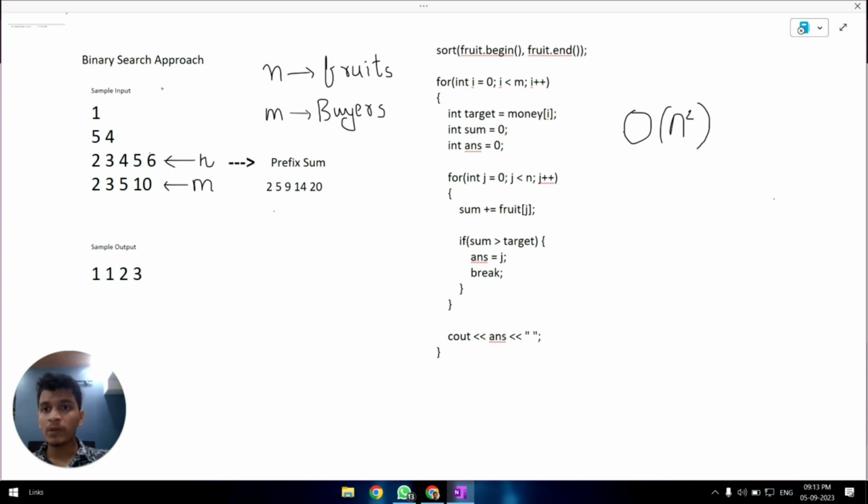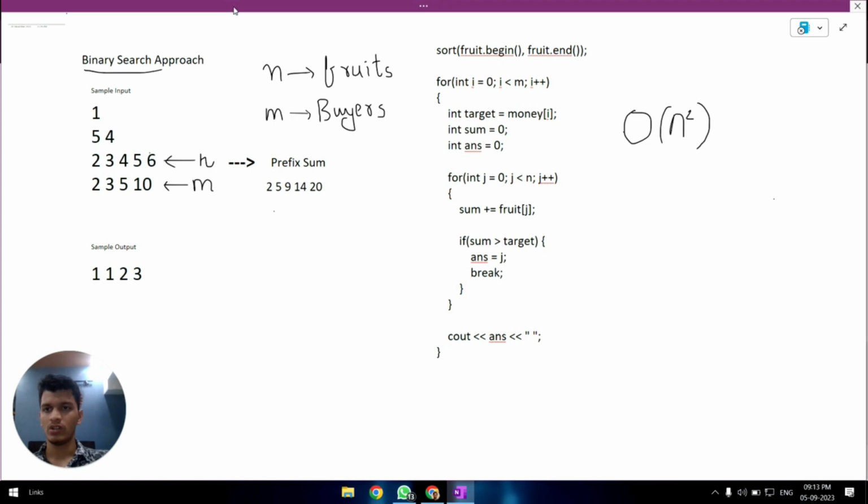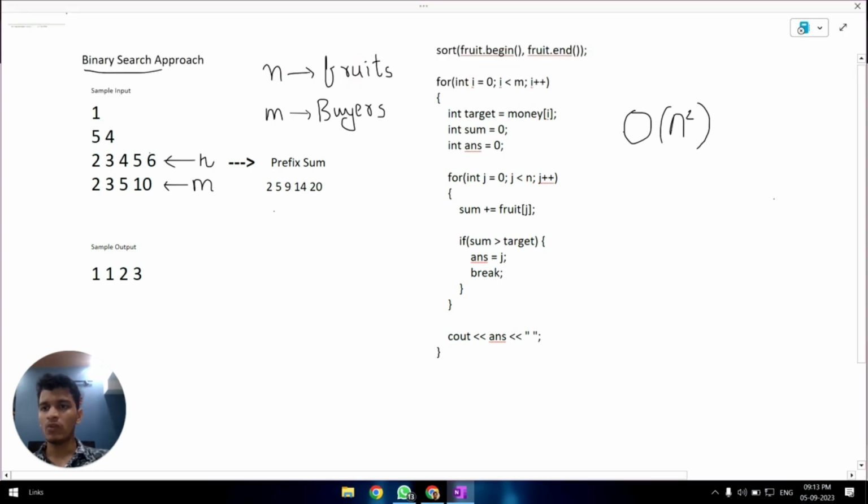Yes, we can optimize this solution by another approach, the binary search approach. So now we have to see what the binary search approach is. In the earlier brute force approach, we were taking the summation of all the prices of the fruits, and we were comparing it with the amount that the buyer has. In the binary search approach, we are initially only taking the prefix sum of every element.